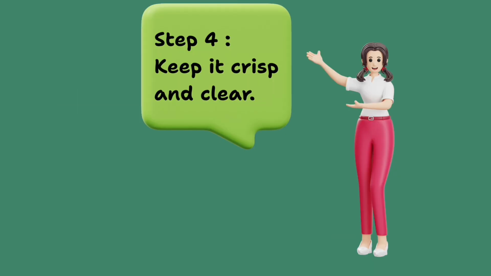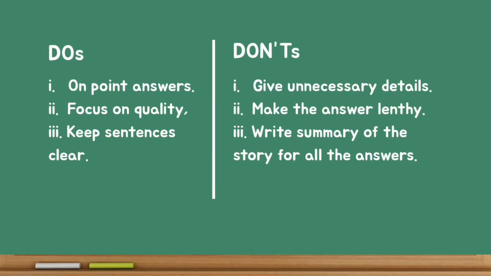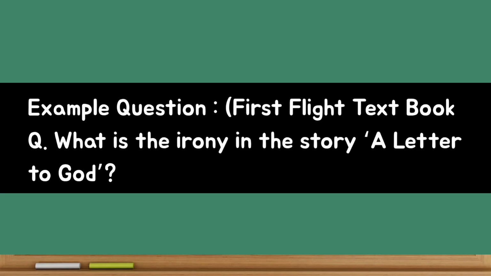Step 4. The more you keep it crisp and clear, the better. We will not write stories, we will write answers. Keep sentences clear and to the point. Avoid unnecessary details and always remember quality over quantity. Now, it's time to see how to frame a 5 or 6 marks question's answer with a word limit of 100 to 120 words. Let's take the same question to understand the contrast between the answers in respect of language, length and material. What is the irony in the story A Letter to God?